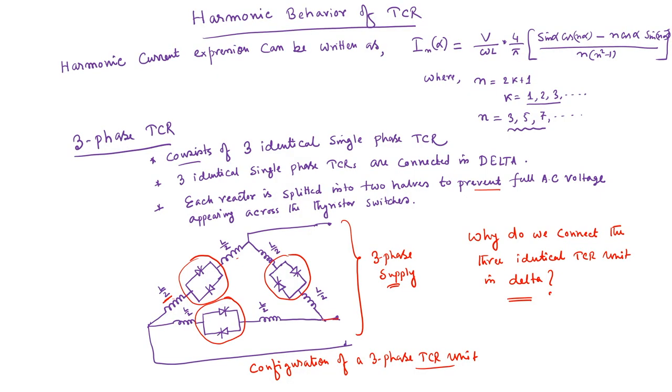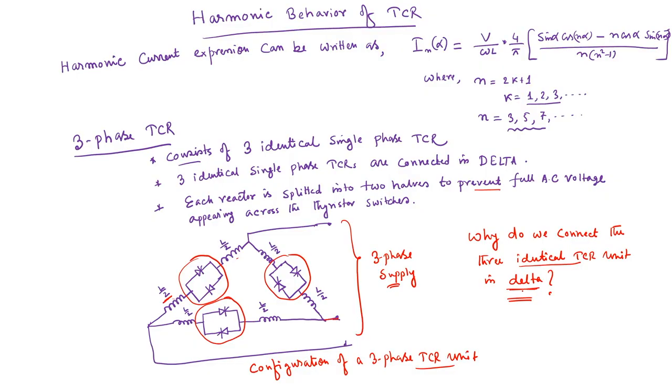First of all, these three units should be identical, so that this whole TCR unit can act as a balanced source of reactive power. Actually, it is not a balanced source, I should say it is a balanced sink of reactive power, because it absorbs the reactive power from the system. If any unit is of different rating, then the absorption of reactive power in the three phases would be different, so it will no longer be balanced. That is why we need three identical TCR units to be connected.